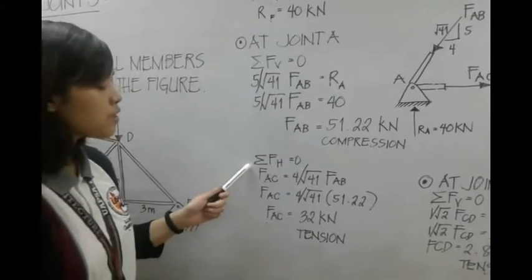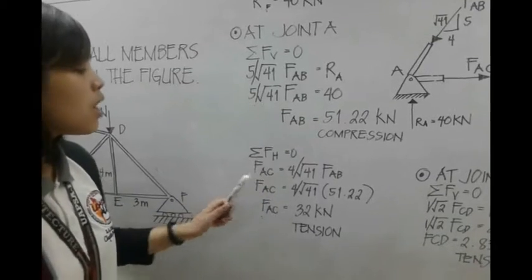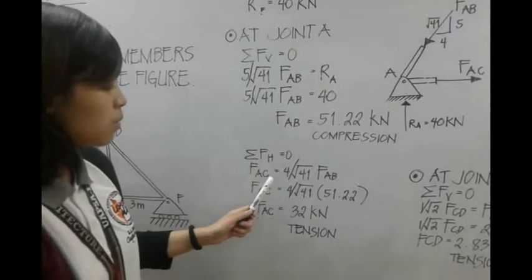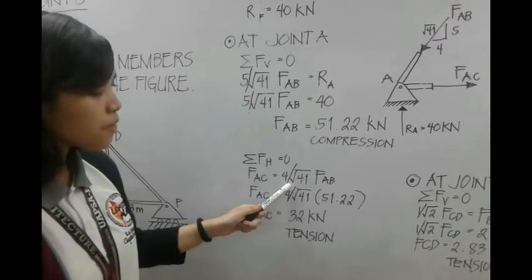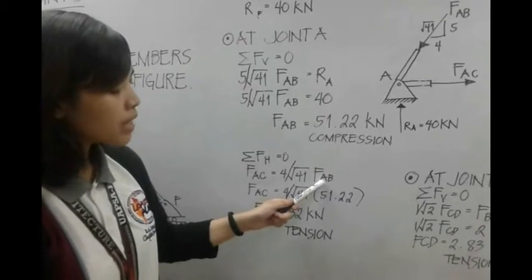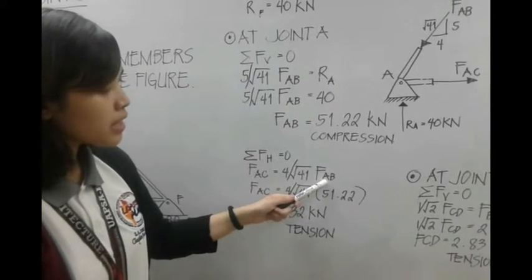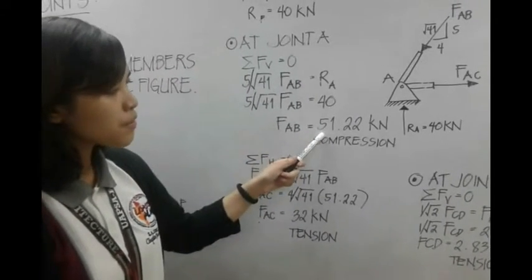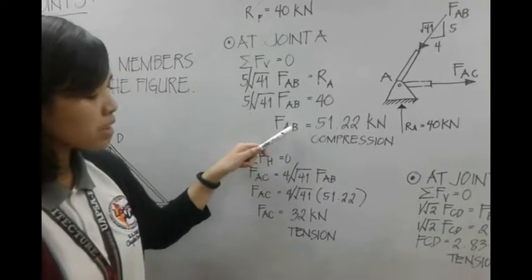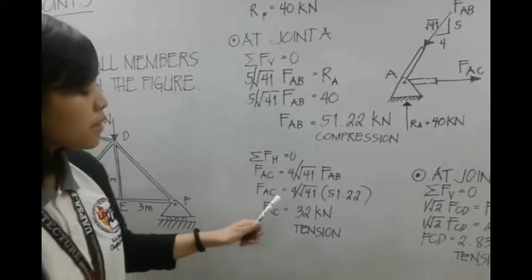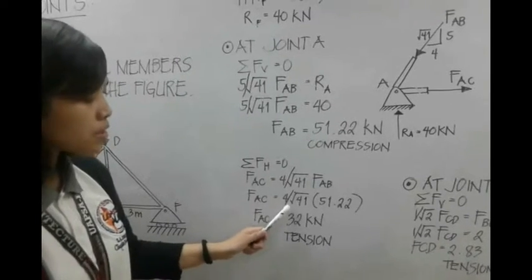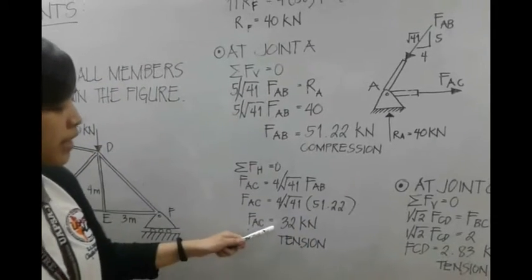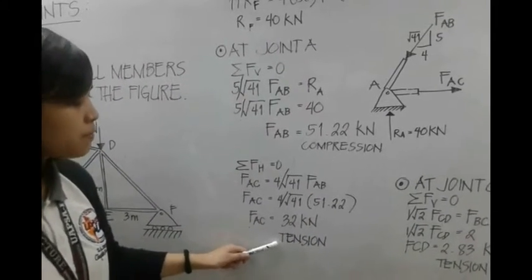The summation of horizontal forces in joint A is equal to 0. To get the value of the force acting on AC, we multiply 4 over square root of 41 times the force acting on AB. Since we obtained the value of the force acting on AB in our previous solution, which is 51.22 kilonewton, we can substitute it into our present equation. Our final equation would be 4 over square root of 41 multiplied by 51.22. From this, we obtain the answer 32 kilonewton tension.